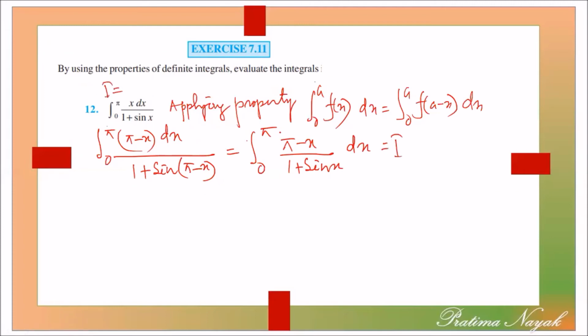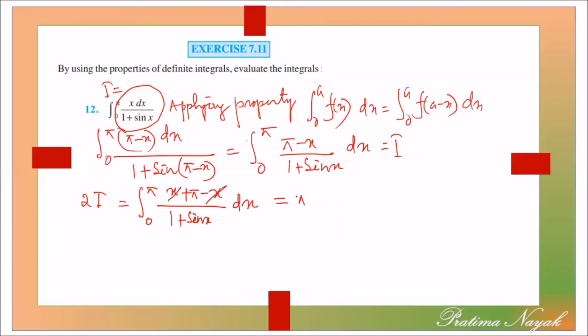Now can you think why we are using this property? Otherwise you cannot integrate this function, because this is a combination of a trigonometric function as well as an algebraic function. x is there and the derivative of sine x is not there. So add these two, 2I will be the integral from 0 to pi of, here it will be x plus pi minus x. x cancels, so you are getting pi. I can take it outside, but it is no business of the integration. Over 1 plus sine x.